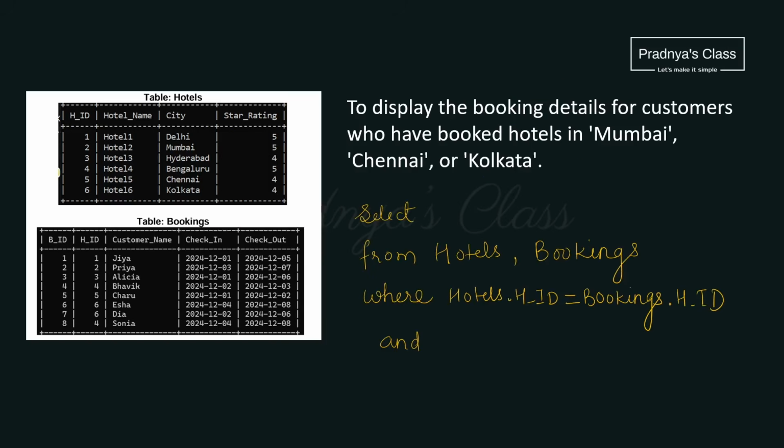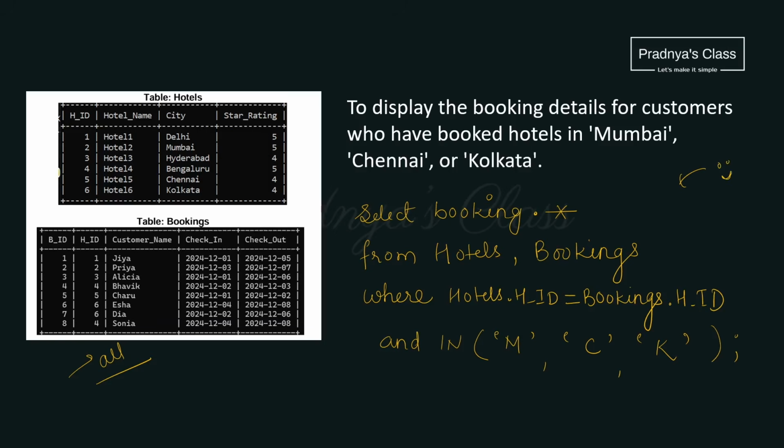The basic structure will be the same. We will follow the same equi-join. All the booking details we want, so we will write the name of the table dot star. With this all the fields will get displayed. But we need to display all the details for the mentioned cities, so with the AND operator we will mention that condition. Here we will write the list of the cities. There are 3 cities mentioned: Mumbai, Chennai and Kolkata. Then the final query will look like this.